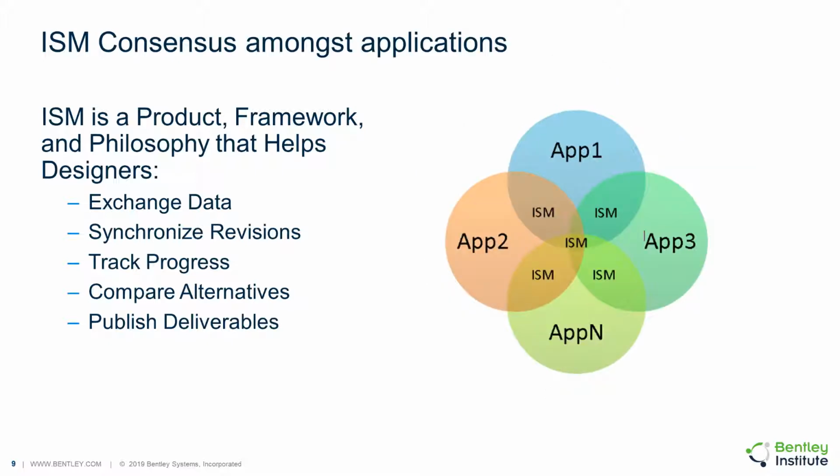So this Venn diagram shows the idea of what ISM is suited for. ISM is suited to store the consensus amongst applications, so the point right there in the middle between these different applications that play with ISM.